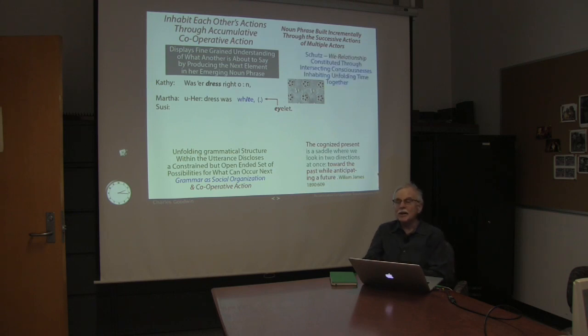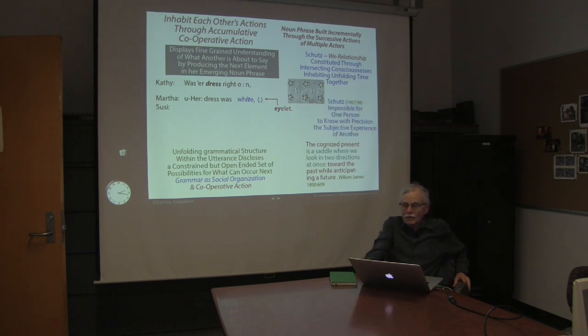However, a further development. So first James, then I want to get an historical dimension of language, and finally Alfred Schutz, influenced by people like Husserl and also Heidegger. He talked about a we relationship, and he said that the we relationship was constituted through intersecting consciousnesses inhabiting unfolding time together. This is quite relevant to both ethnomethodology and things like Irving Goffman's notion of mutual monitoring. We're always living in a world in which we are attending to the consciousness, experience, and actions of another. Our individual consciousnesses intersect within this stream of unfolding action.